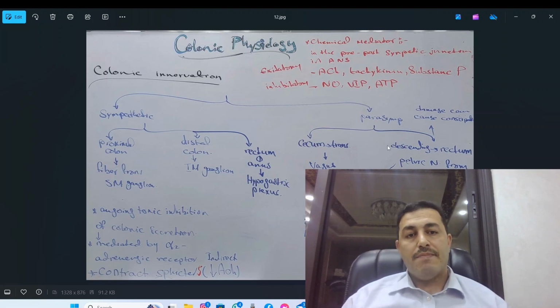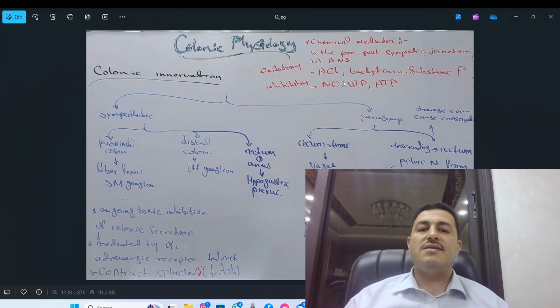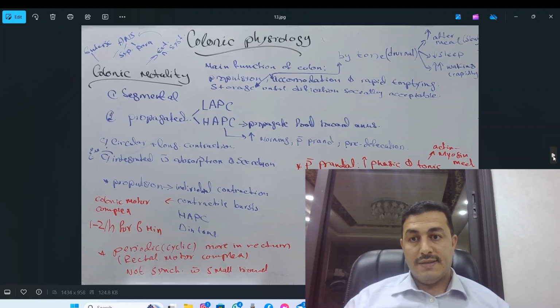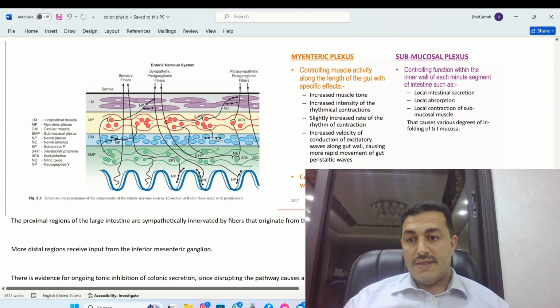Actually, for the sympathetic and parasympathetic, finally, we have afferent and efferent neurons, and we have mediators. The excitatory mediators are acetylcholine, tachykinin, and substance P, and the inhibitory mediators are nitric oxide, VIP (vasoactive intestinal peptide), and ATP. Okay, what else do we want to add? Let's move back. We talked about the Meissner.